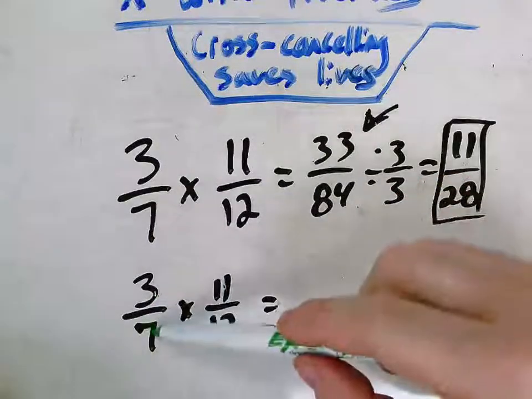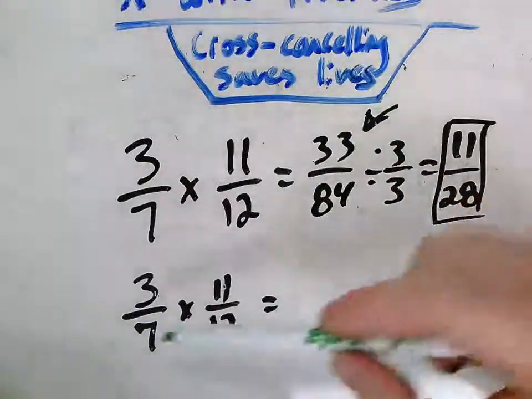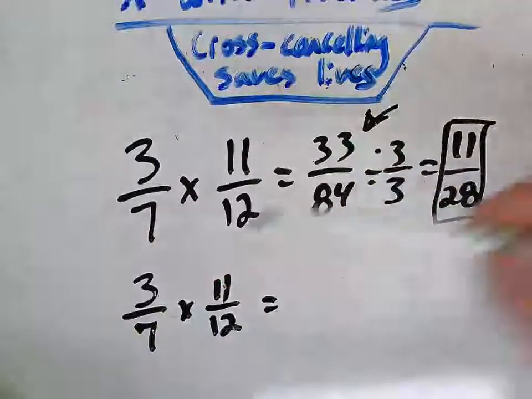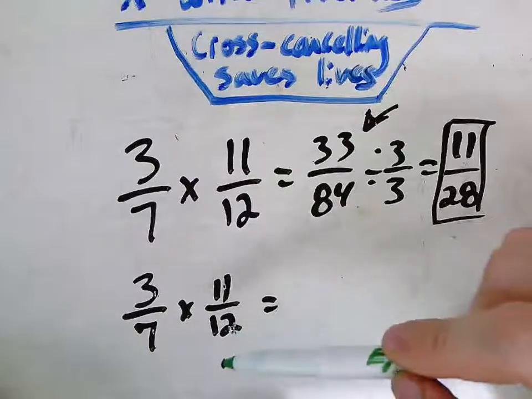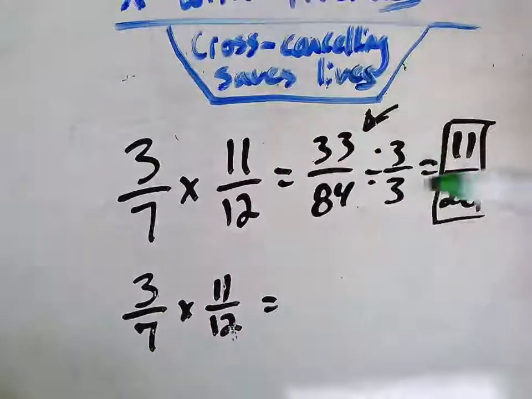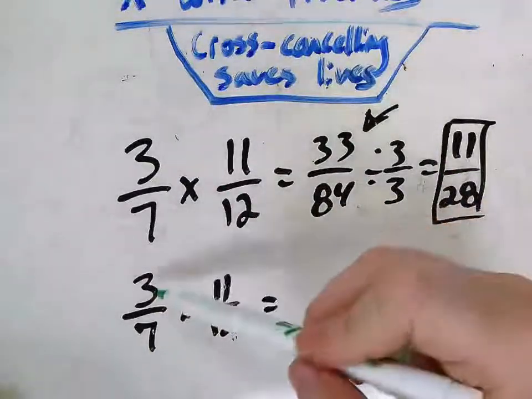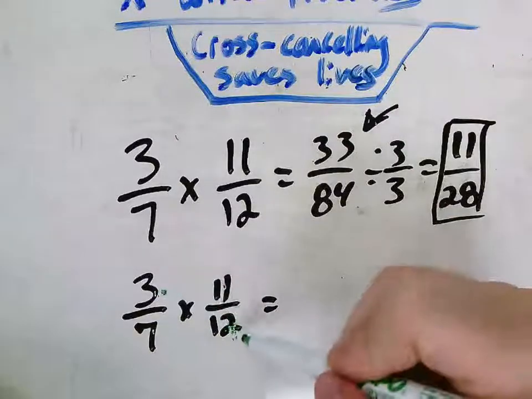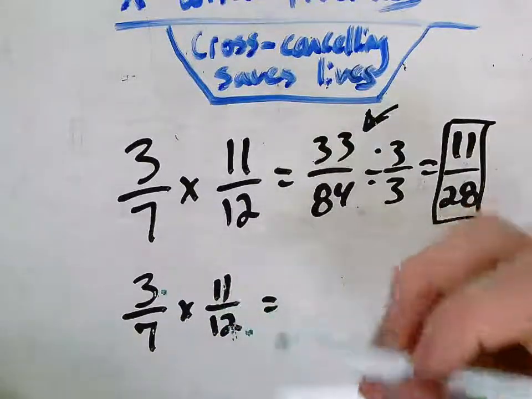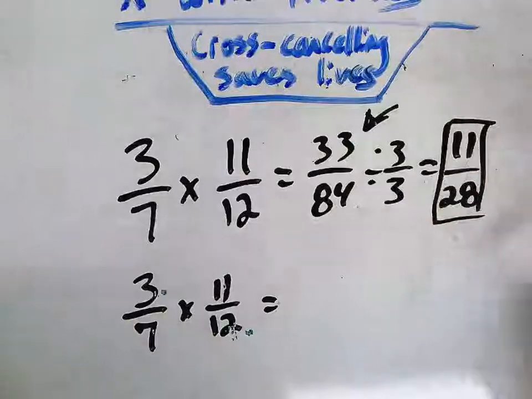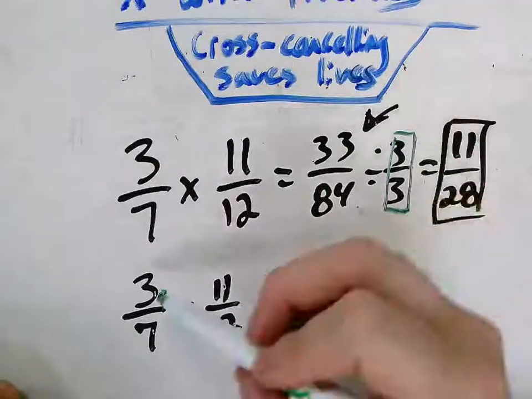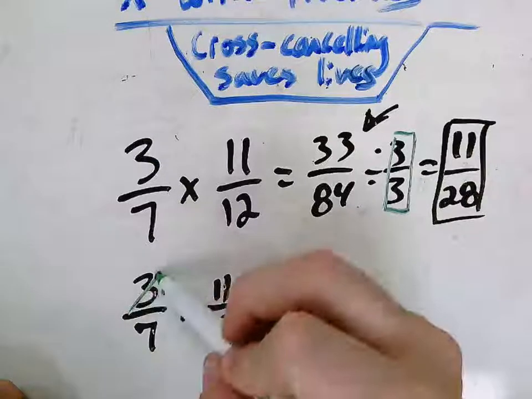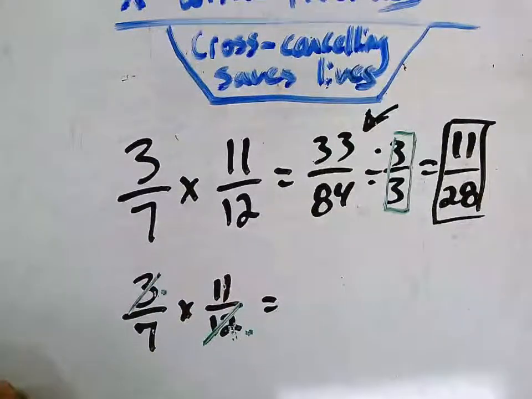Now on the bottom, I have a 7 and a 12. What can I divide 7 by? 1 and 7, so no luck there. But 12, I can divide by 1, 2, 3, 4, 6, or 12. Now, if you remember, we said that we could divide 3 by 3, and we can also divide 12 by 3. So what we're going to do is do that simplification right here at an earlier step. So I know I can divide both of these by 3.